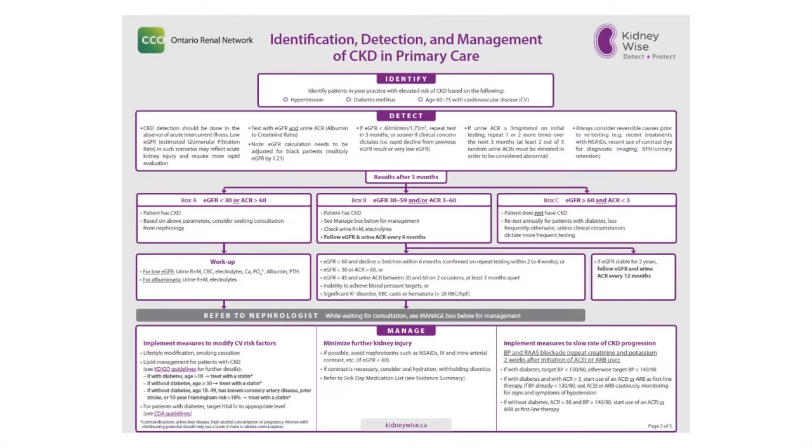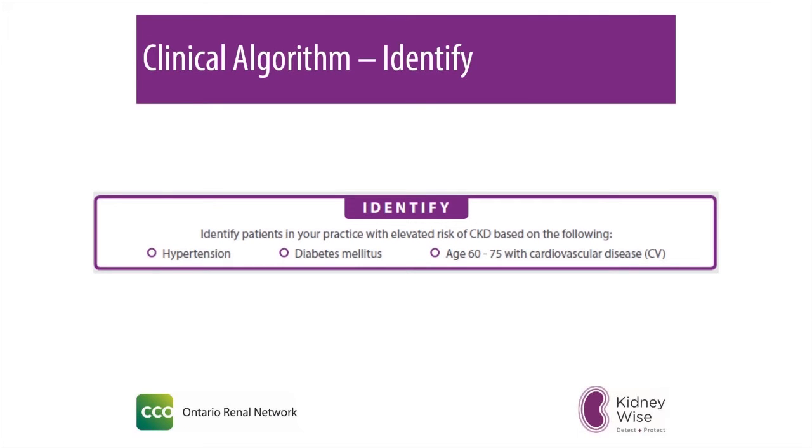This next slide gives a snapshot of the clinical algorithm associated with the KidneyWise Clinical Toolkit. I am now going to break down each part of this algorithm and talk about it in detail. To note, there are 3 parts of this algorithm: identification, detection, and management of chronic kidney disease. This next slide focuses on identification.